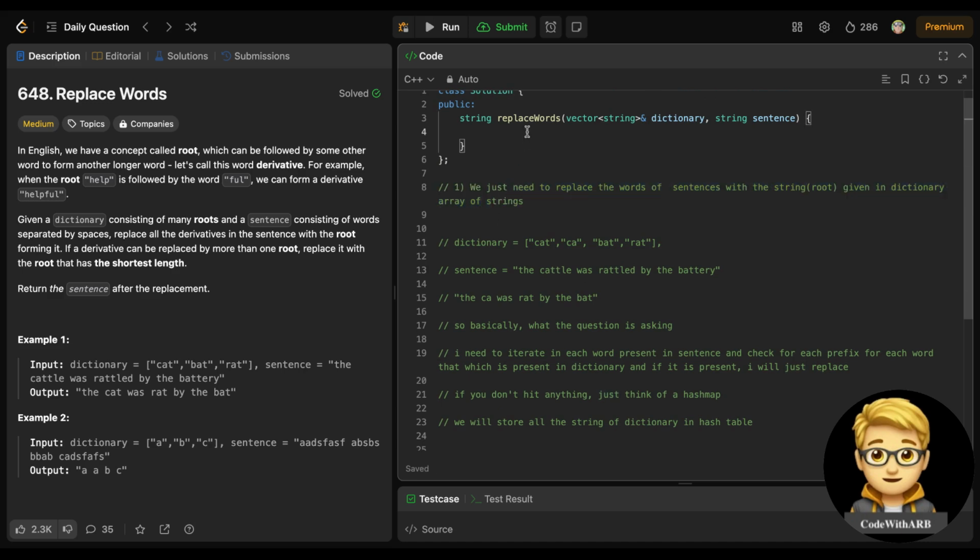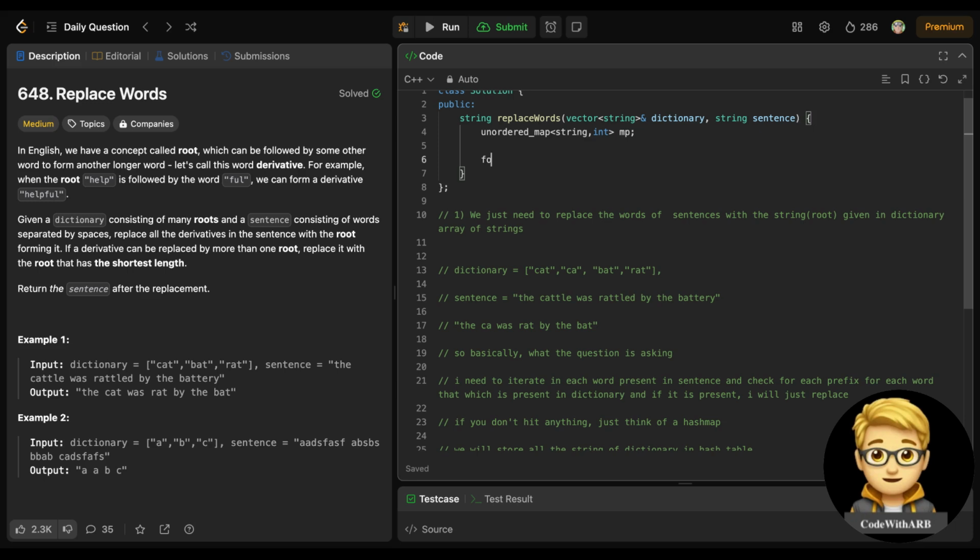Let's try to implement that, right? So the first thing is that I need to store all the strings of this dictionary in a map. Let's store it simply. So for the dictionary, let's make this small, right?